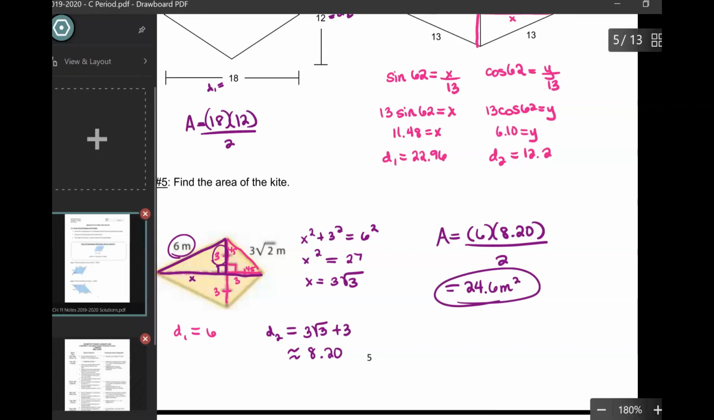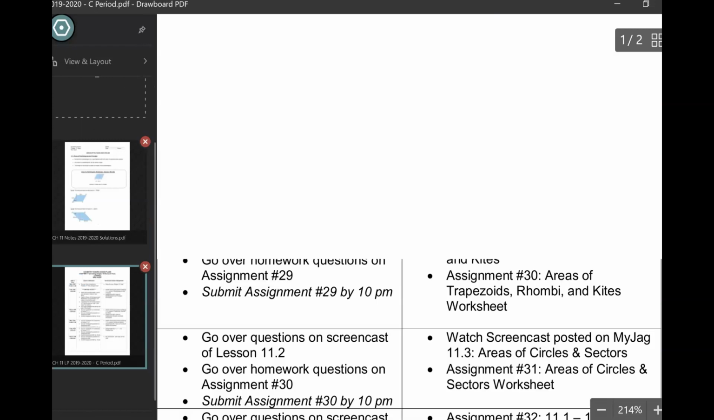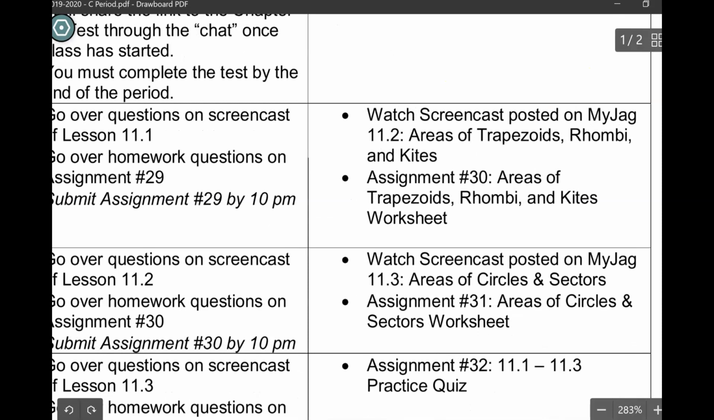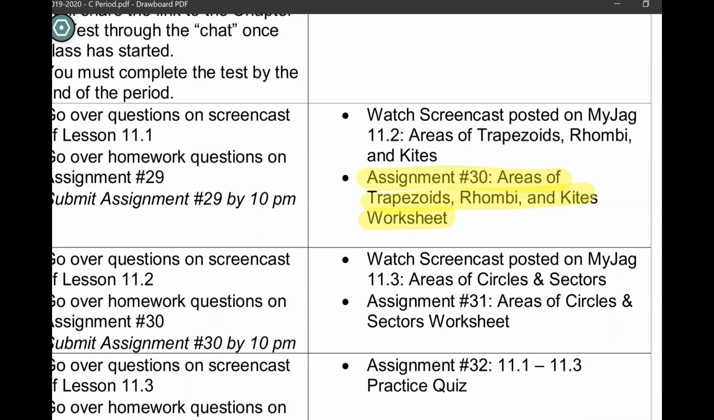And so for this next homework, you're going to do assignment 30, areas of trapezoids, rhombi, and kites. And that worksheet's on MyJag.